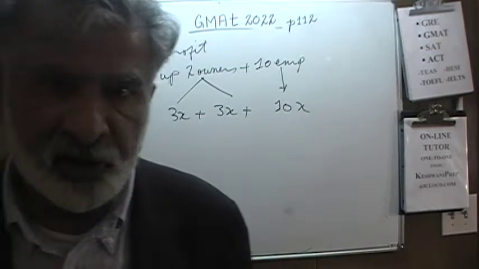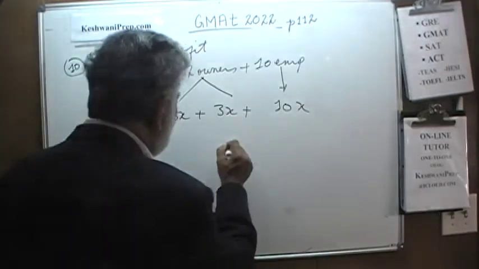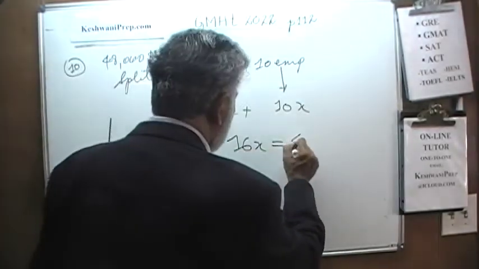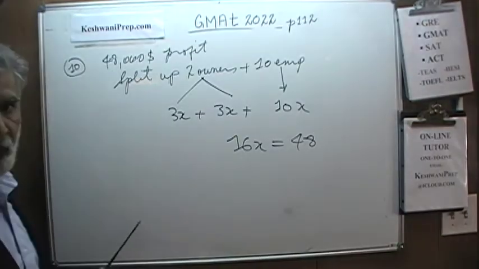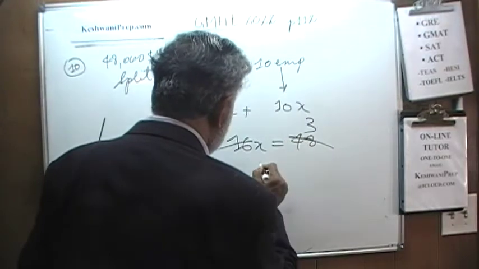Whatever the employees share, we have a profit sharing scheme in this firm. There are 2 owners in this firm and 10 employees. And the profit sharing scheme says that whatever the profits are at the end of the year, the owner gets 3 times the amount of what each employee gets. The 16x, 3, 3, and 10, that's 16x, and that has to equal $48,000 that we're going to split. Divide both sides by 16, and that gives us 3. There you go, x equals 3.